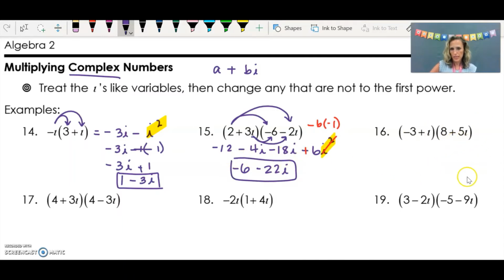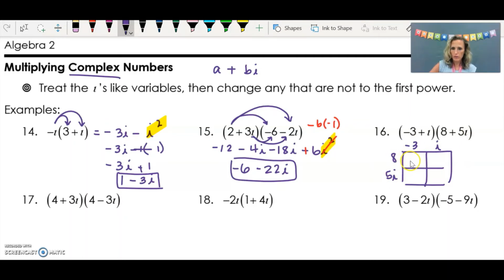This one I'm going to use that box method. So you're going to make a 2 by 2 box, and you're going to write the terms of the first quantity. Doesn't matter whether you write it at the top or on the side. So negative 3 and i. Just make sure you write both of these terms at the top and both of these terms together on the side. So 8 and 5i will go over here.